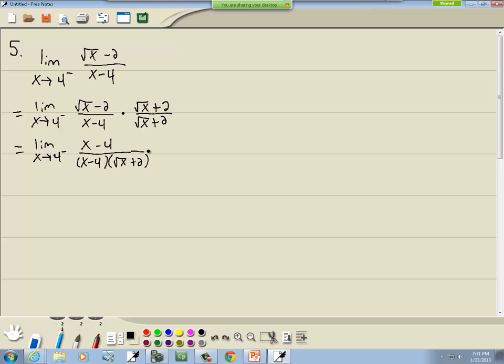Because we're hoping that what was causing us problems will disappear, that x minus 4. And actually, now that I've multiplied top and bottom by the conjugate, I see the x minus 4s do indeed disappear. So we got the limit as x approaches 4 from the left-hand side of 1 over square root of x plus 2. Well, now there's no problem plugging in 4, so we'll go ahead and do that. So we got 1 over square root of 4 plus 2. Well, square root of 4 is 2, so we've got 2 plus 2, or 1/4 is our answer.